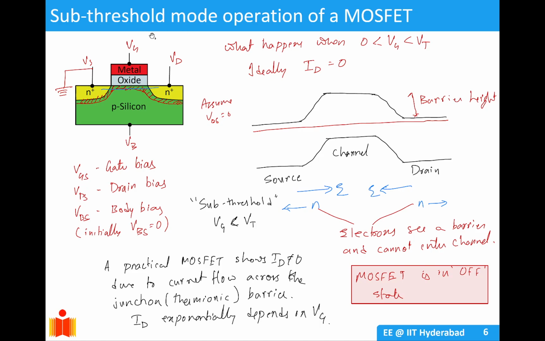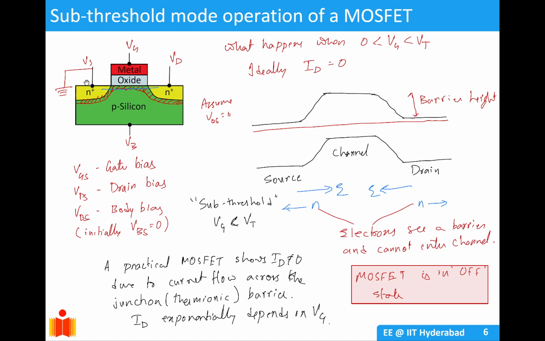So first we'll talk about subthreshold mode operation of a MOSFET. We learned that in a MOSFET, when the MOS goes into inversion, a channel is formed between the source and drain to conduct. But what happens before the channel is formed, that is, before threshold? In ideal condition, before threshold, the current will be zero.